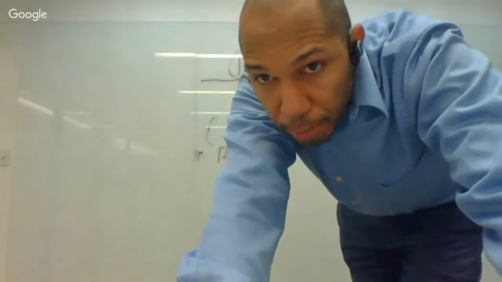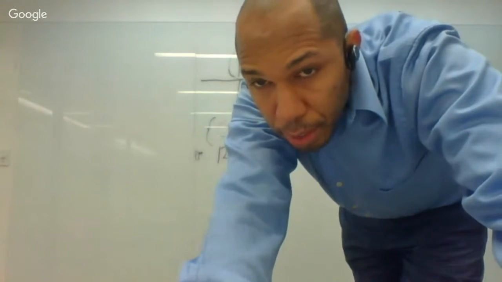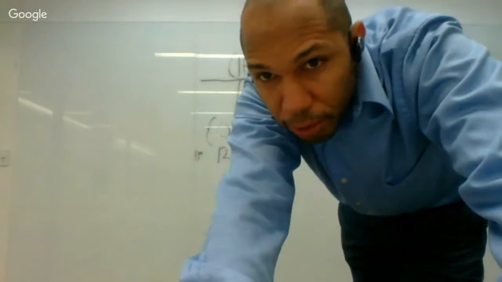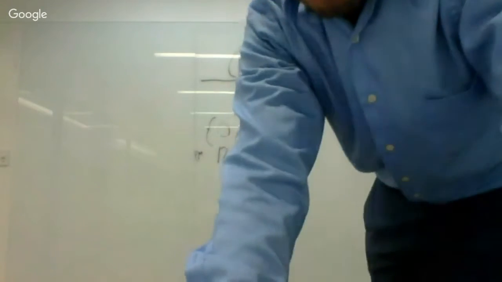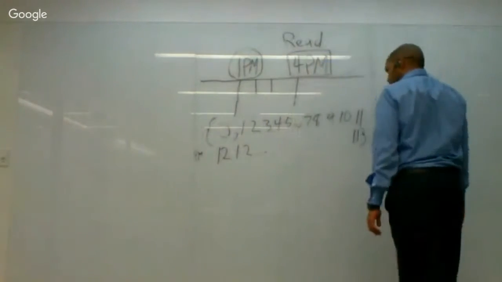Okay, I see a comment says if it's 12 p.m. and 3 p.m., it should be 12 plus 3 equals 18. I don't quite think that would work out, but I'm going to show you guys the answer to this problem.